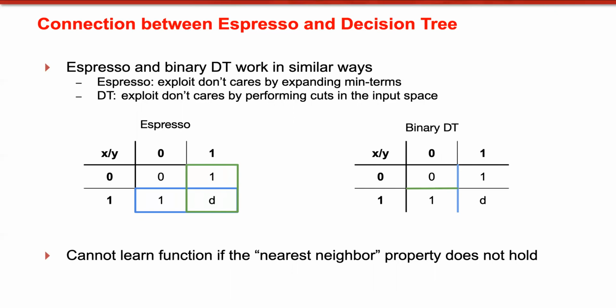In the extreme case, if the zeros and ones are completely interleaved in a Karnaugh map, which I believe should be the case for the parity function, for example, then neither technique can learn the function unless the complete truth table is given.